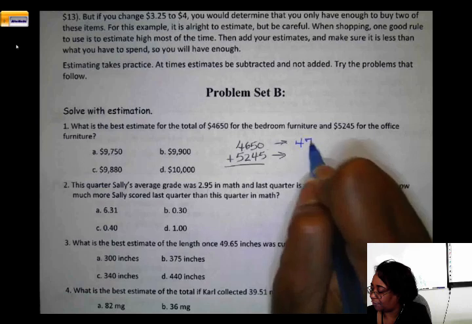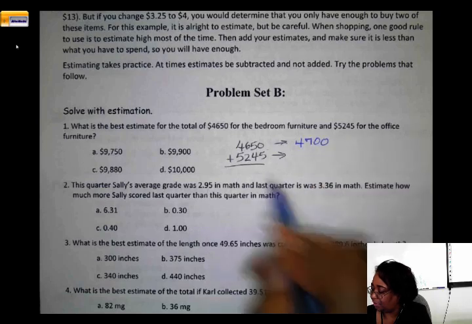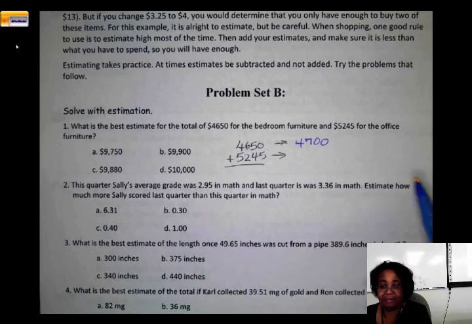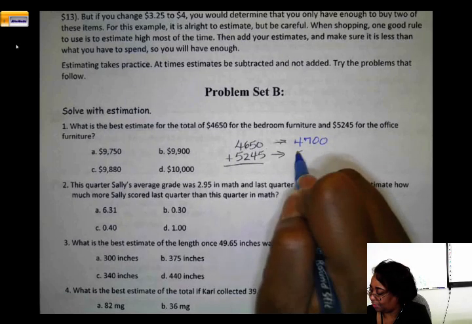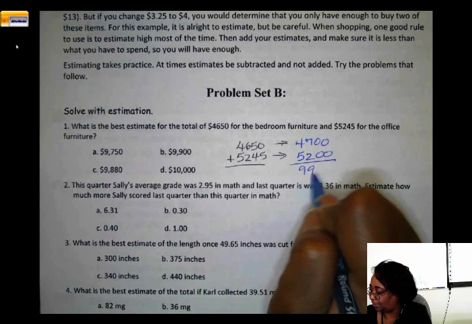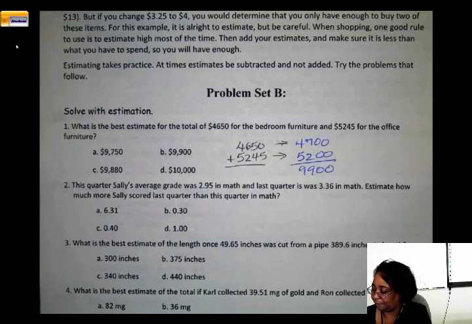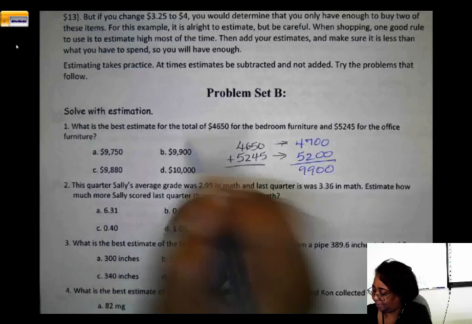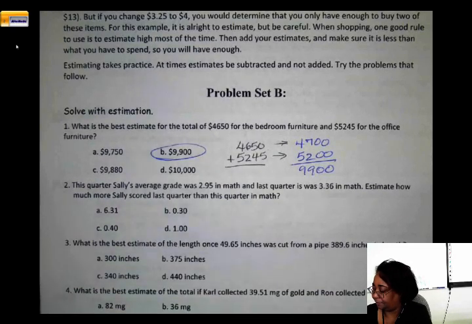Well, some people might say 4,700. What about the 5,245? 5,000 what? 200. So what do you get here? Which one would be the best estimate of that? A, B, C, or D? B. So you're gonna go through these answers and figure out what the best estimate would be.